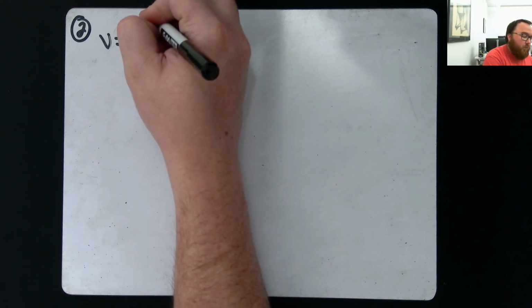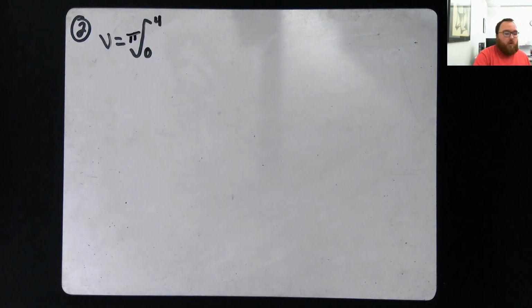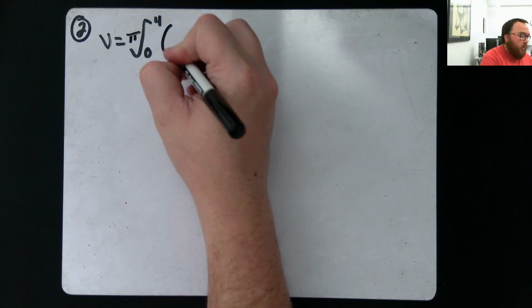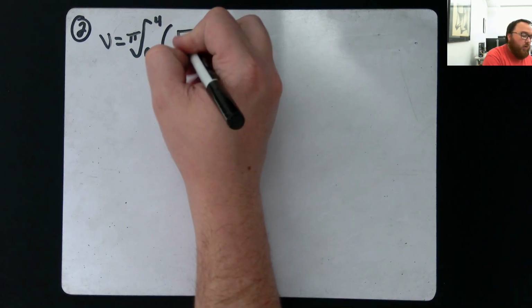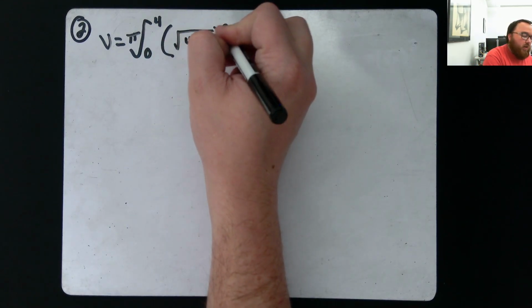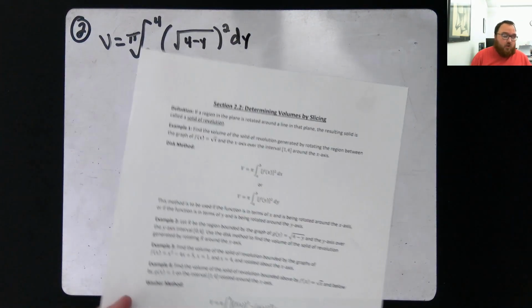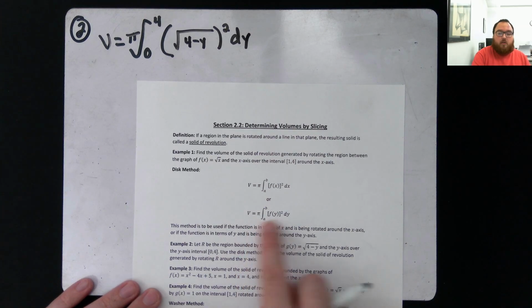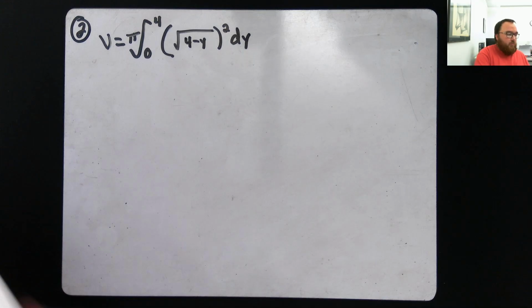So 0 to 4. Oh, I forgot pi out front because it's pi r squared, right? The function here is the square root of 4 minus y. So the square root of 4 minus y, squared, dy. And that's it. That's all I've got to do. Pi f of y squared. So let's work this out.